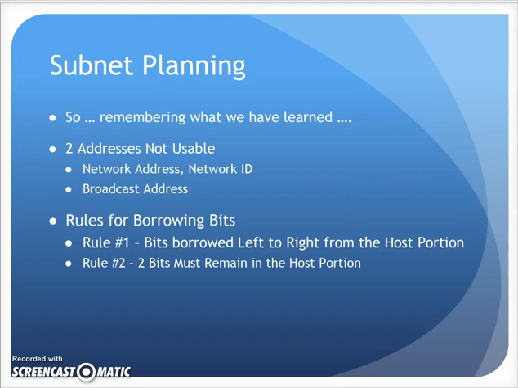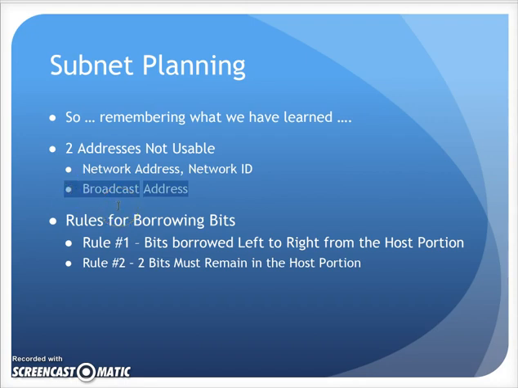For lack of better terminology here, I'll just say subnet planning. That's what we're going to call that. So we know there are two addresses not usable, the network address, or network ID, and the broadcast address. Network ID is all zeros in the host portion. Broadcast address is all ones in the host portion.